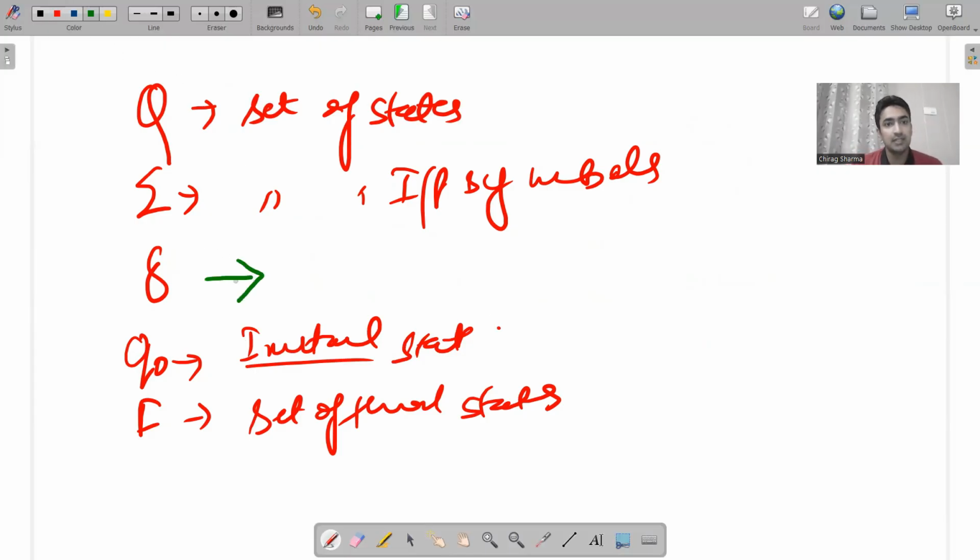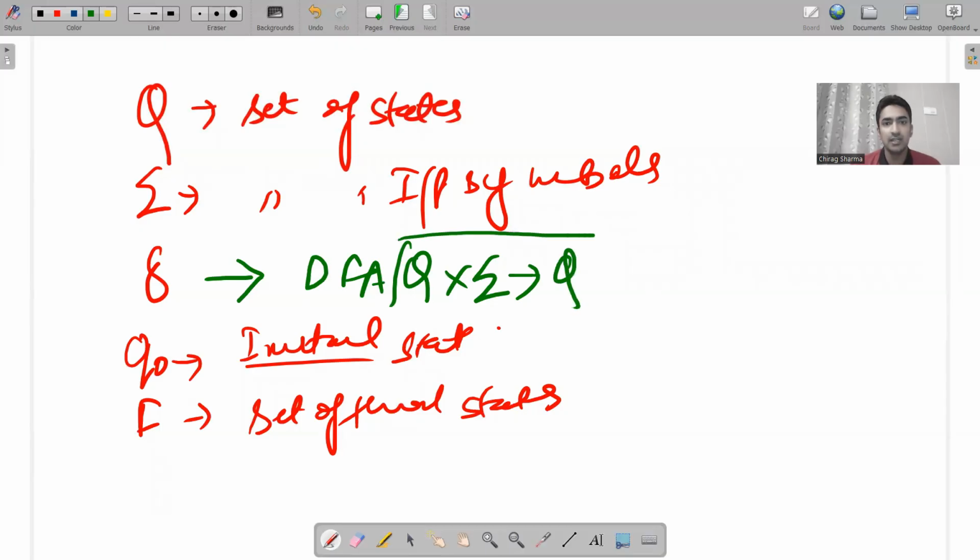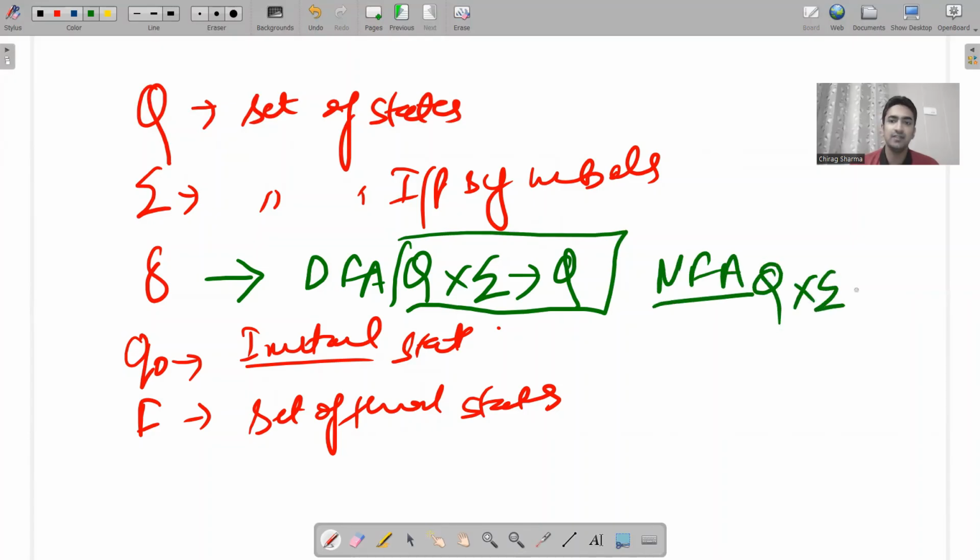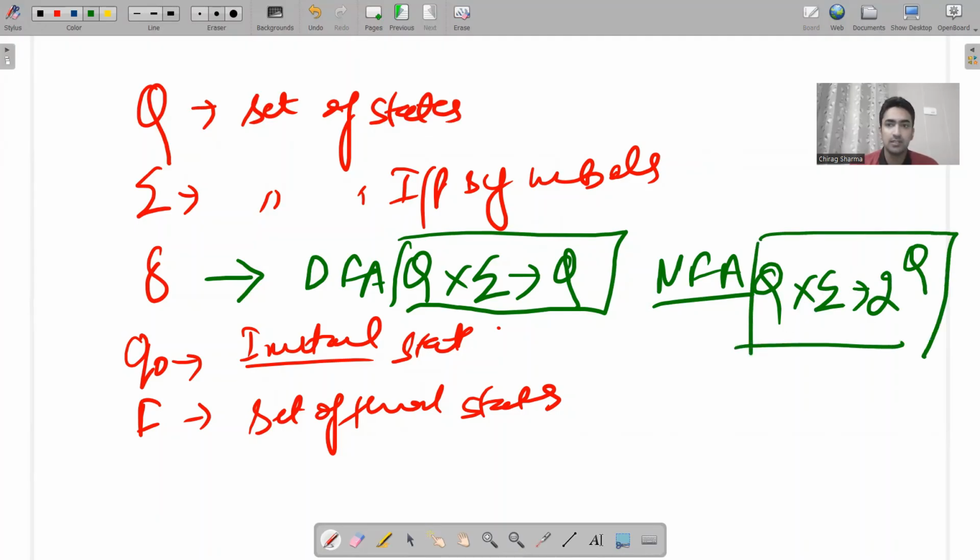What is the difference between them? In DFA, my transitions look like this: any state, given any input symbol, can go to one particular state. For NFA, this is not the case. In NFA, any state given any input symbol can go to two states as well. So this is the case of NFA. This is the difference between DFA and NFA.